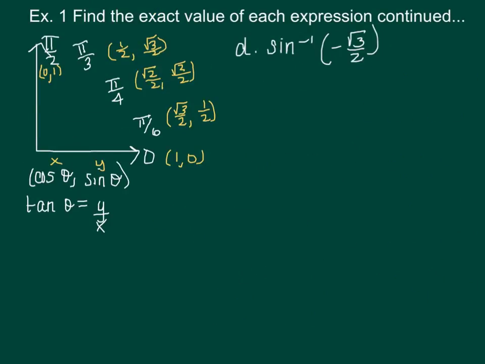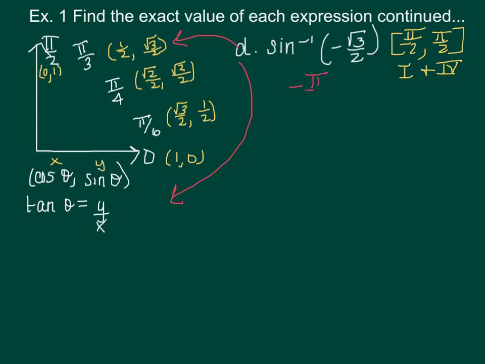So let's continue with a few more. For D, we're doing sine inverse of negative square root of 3 over 2. That means find the angle whose sine value, y-coordinate, is negative square root of 3 over 2. Remember, we can only look in quadrants 1 and 4 because of sine's restricted domain. And if we were looking in quadrant 1, pi over 3 would be our candidate because that has that y-coordinate, but we need it to be negative. So our answer would be negative pi over 3.